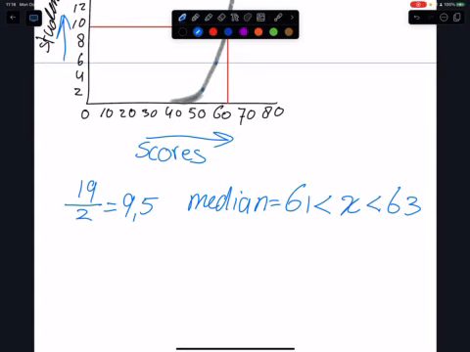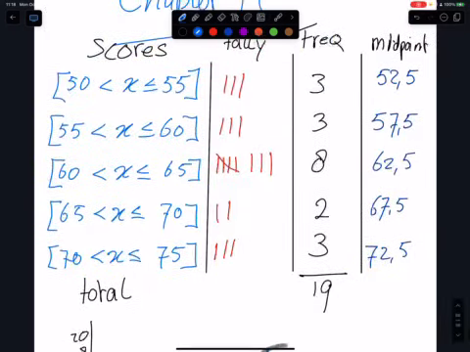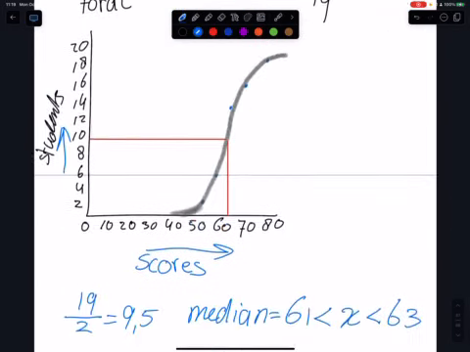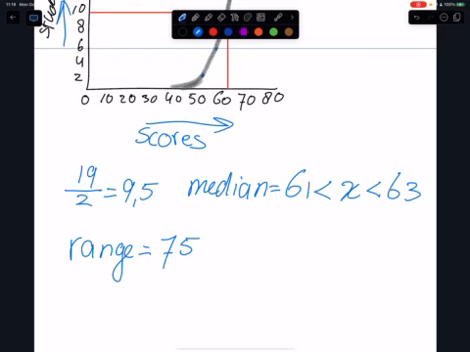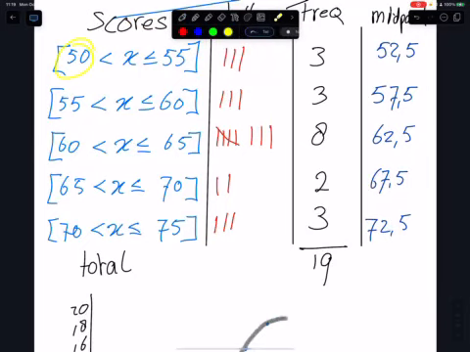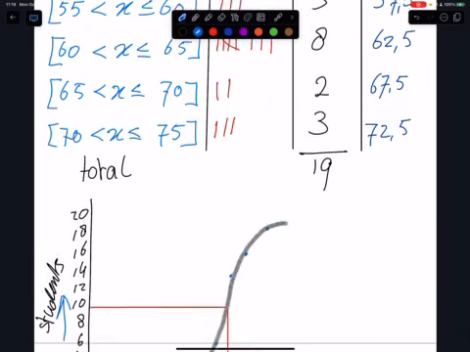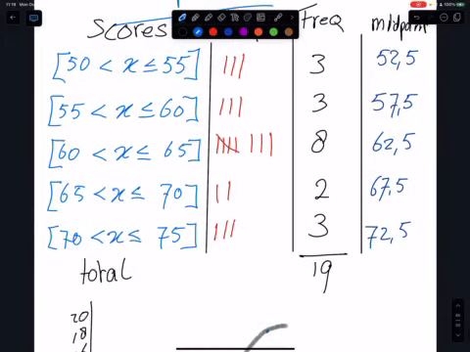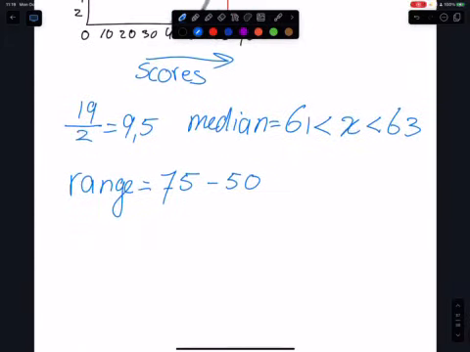All right, next, the range. What is the range? The range means the highest score subtract the lowest score. The highest score was 75. The lowest score was 50. You take this number here. Because if I did not have a table, you would not know it was 55. So the range gives me 25.